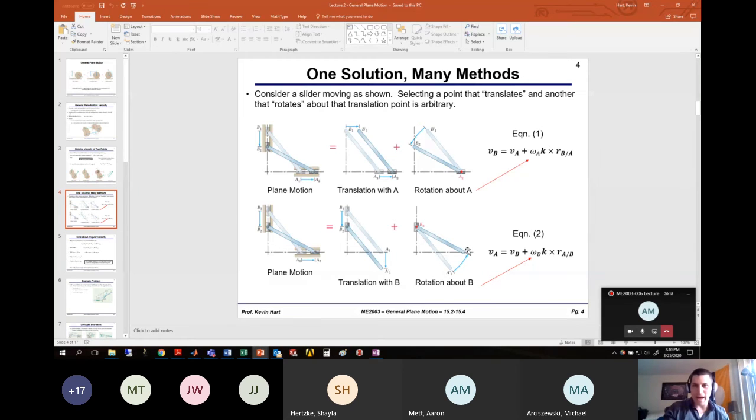We could mathematically express that with 2 different relative velocity equations. Here in equation number 1, we have the velocity of B, which is the velocity of this point here on the structure, this particular portion of the slider, is the velocity of A, that's this translational component, plus the fixed axis rotation of B about A. And we know that we have an angular velocity about A crossed with the position vector locating B from A. Okay, this is the expression that we have for a fixed axis rotation.